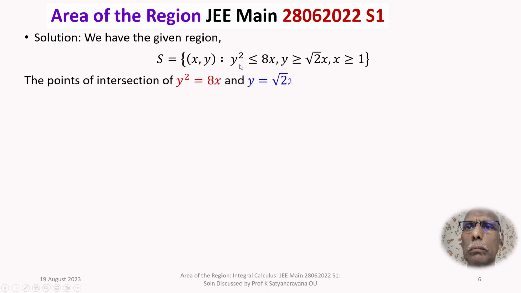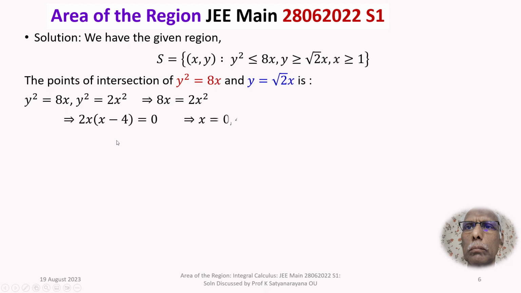Now let us first of all take the parabola y square is equal to 8x and the straight line y is equal to root 2x and find out what are the points of intersection. So we take y square is equal to 8x and y is equal to root 2x. We have taken squares on both sides. We get y square is equal to 2x square. Equating, we get 8x is equal to 2x square. Then we will get 2x times (x minus 4) equal to 0, which will give you x is equal to 0 and 4.